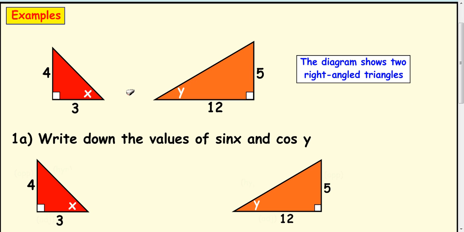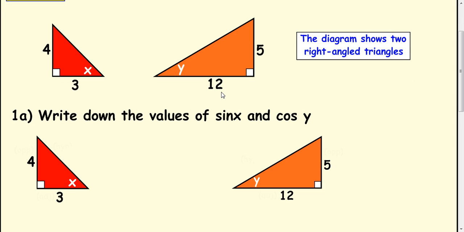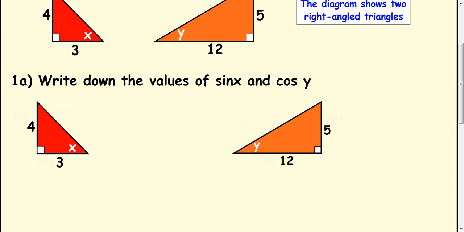Okay, in this next example, we're going to look at some triangle work. So the diagram shows two right angle triangles. Firstly, we're going to split this question into two parts, work out the value of sin x and cos y. Now to do this relies on a bit of earlier knowledge, particularly Pythagoras and a bit of trigonometry.